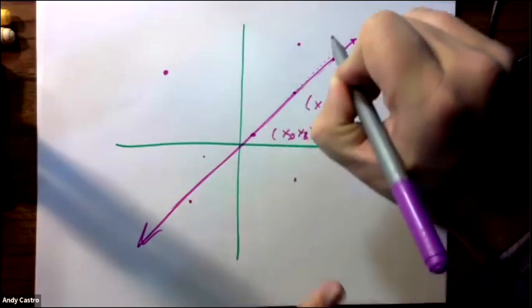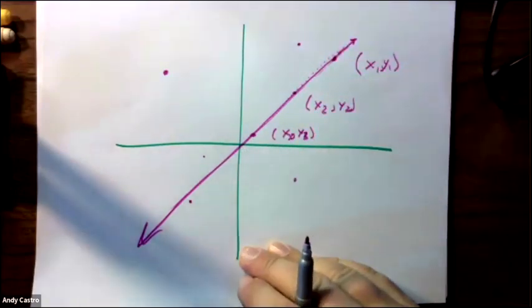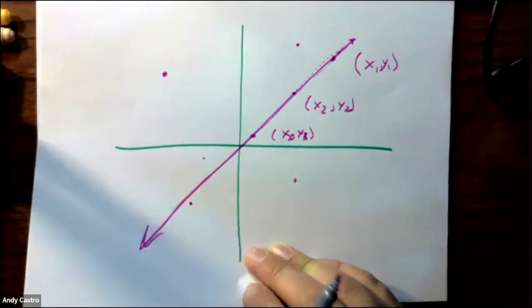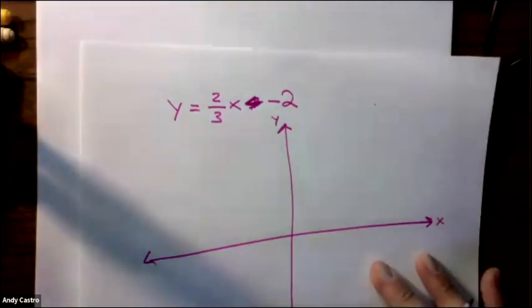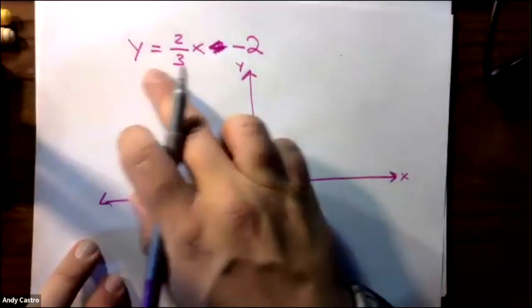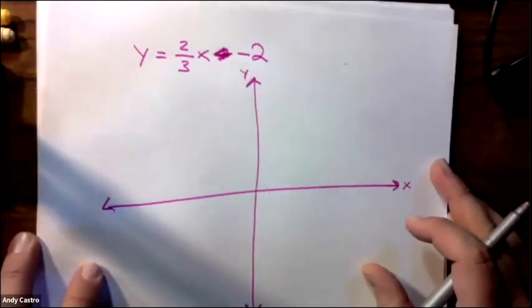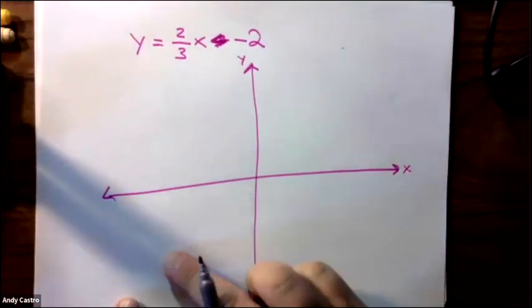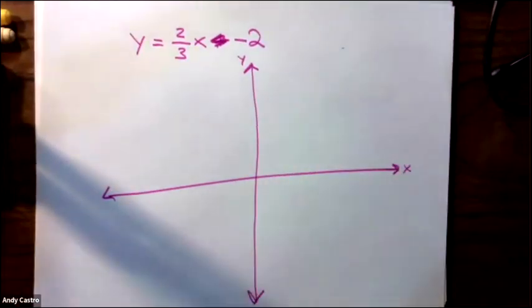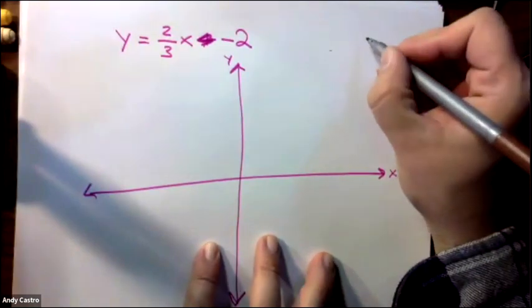And what we can do is every line can be described by an equation. So what I'm going to do is here's the equation, and we're going to plot it. Plotting simply means that we're going to draw it on this graph. So the way that we do that is we make what's called an X and Y chart.